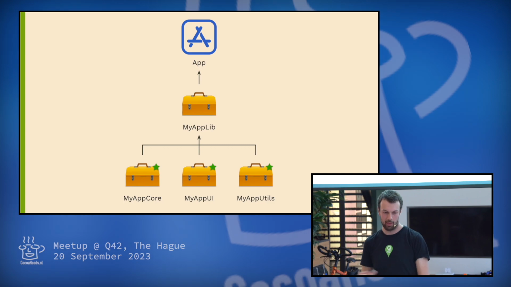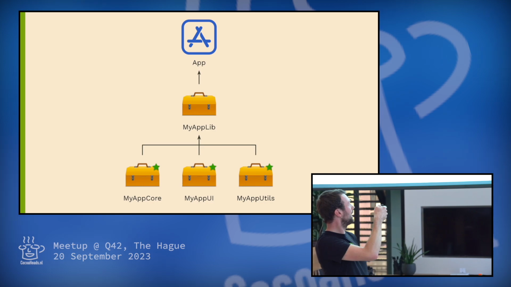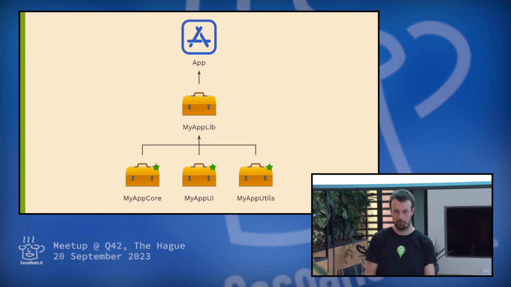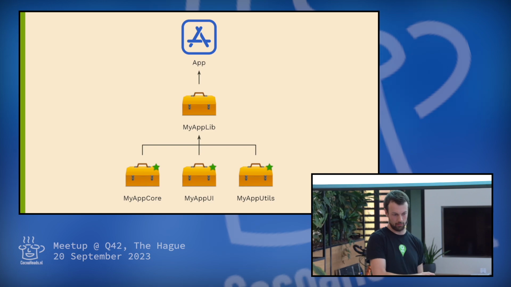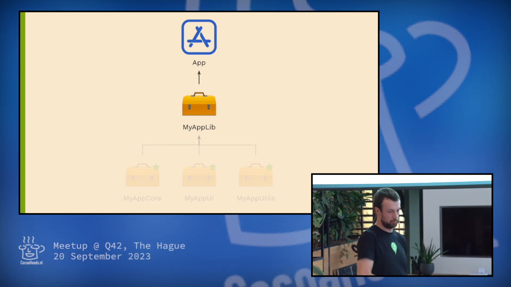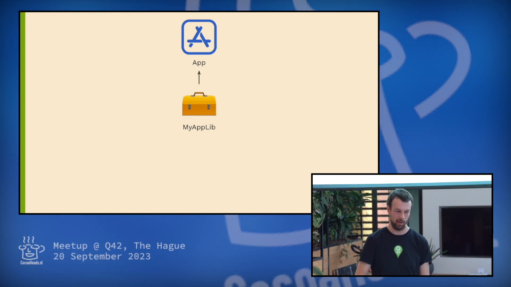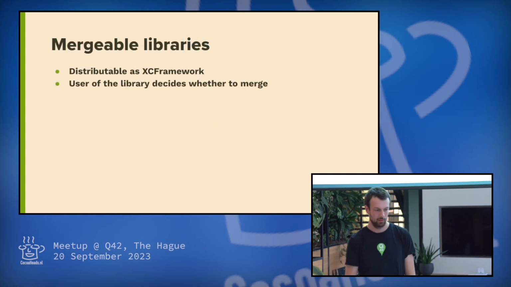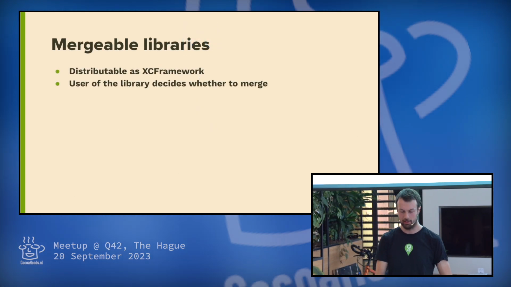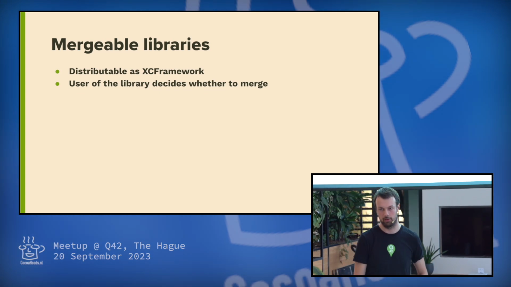One other scenario that Apple mentioned is if you have multiple mergeable libraries, another library depends on them, but it itself is not mergeable, then it will work like this. So the 3 dependents will just be merged into this library, myapplet, but because it itself is not marked as mergeable, then it will remain separate as a dynamic library. And these are, just as any dynamic library, distributable as an XC framework, which I will talk about in a minute. And again, the user of the library, so my app that I use it in, decides whether it's merged or not.